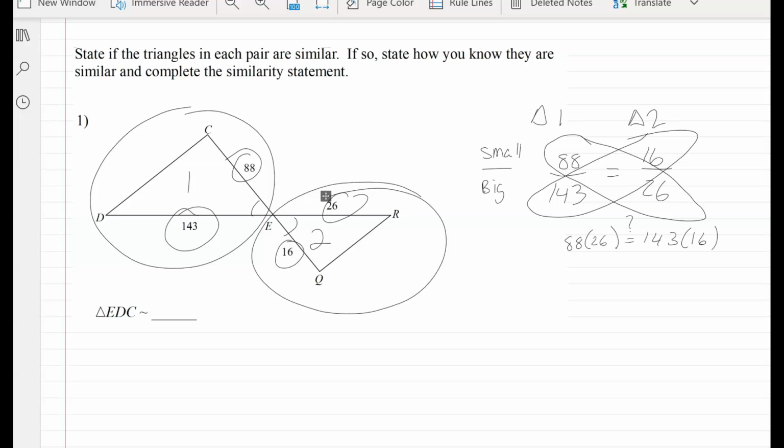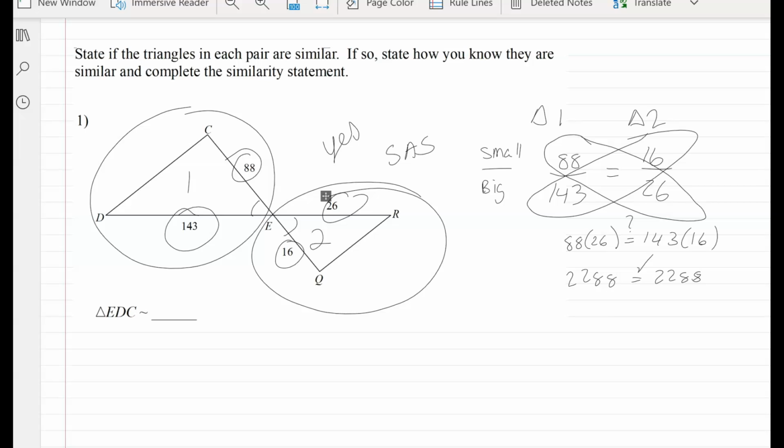I'm going to put a question mark in between them because I don't know if they're congruent. I'm going to take my calculator and it turns out they are the same. So that means if the proportions are the same and the angle in between them is congruent, then yes, they are similar. How do we know? By SAS. And what is the similarity statement? We'll do that in a second.